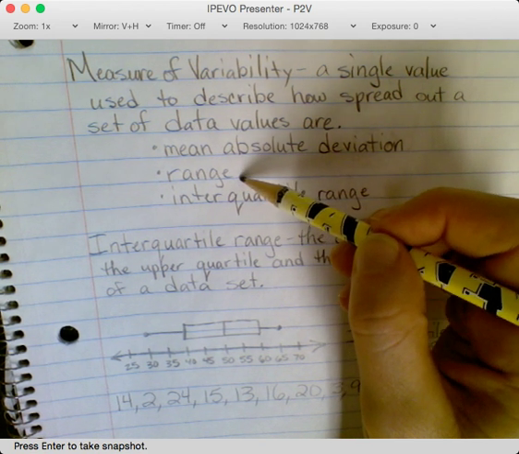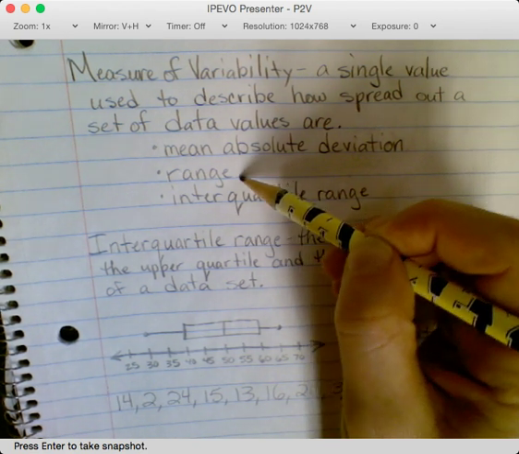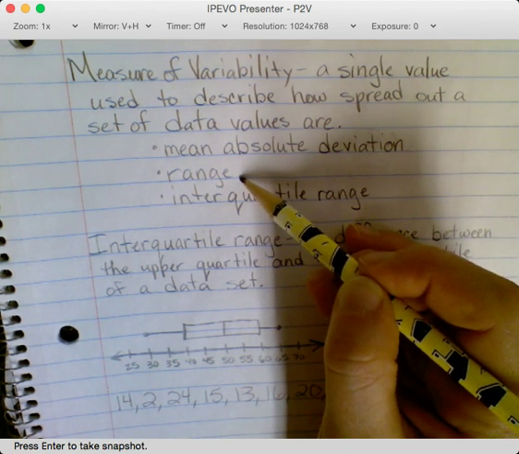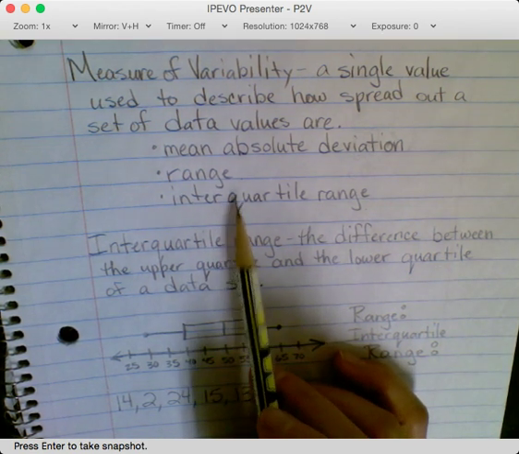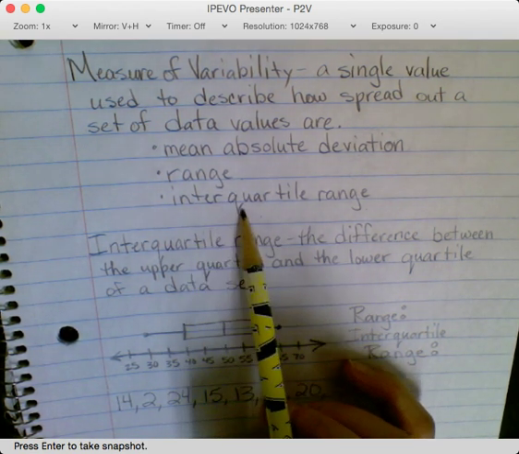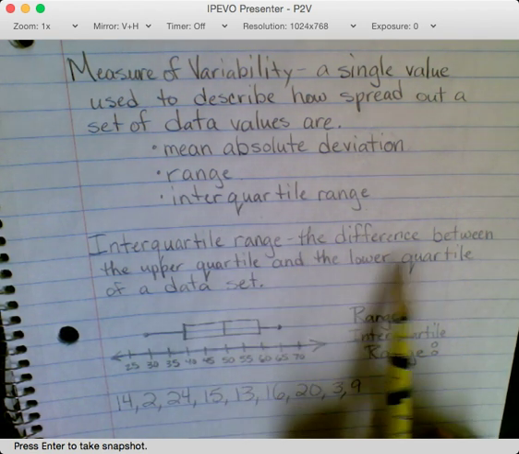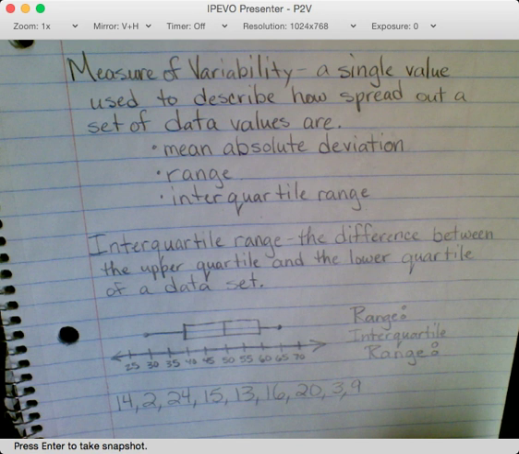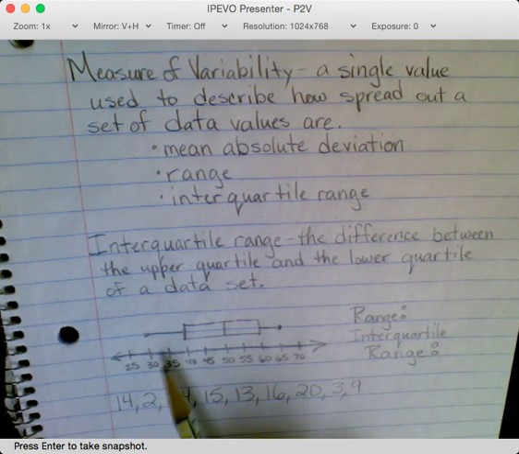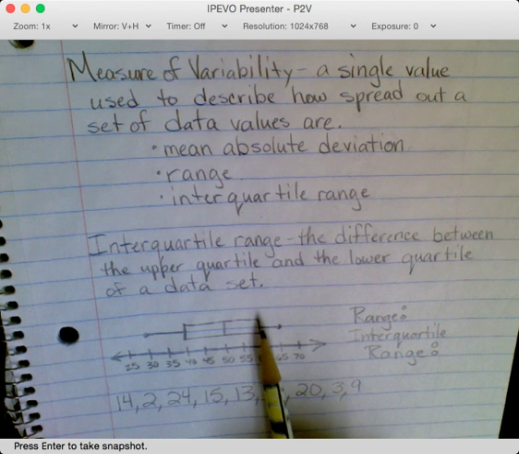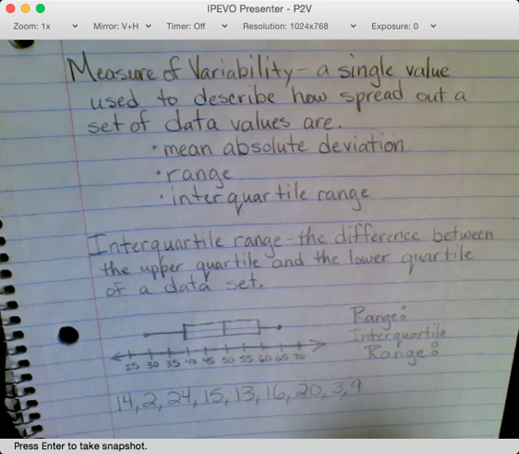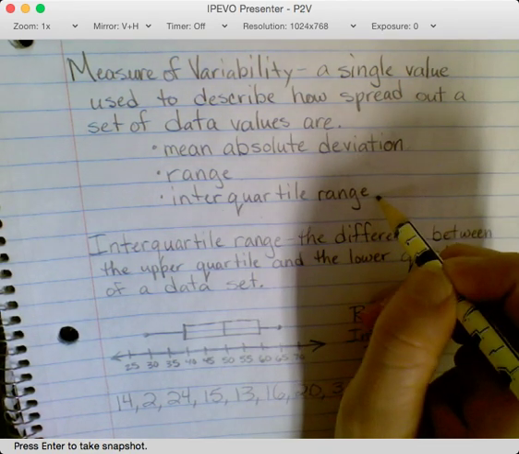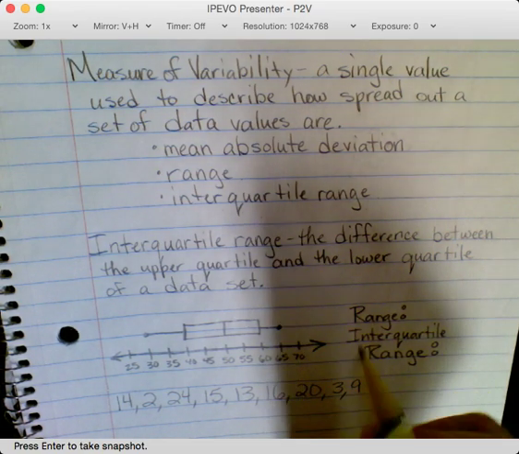Another measure of variability is the range. That's just the highest number minus the lowest number. And interquartile range, actually, it's the difference between the upper quartile and the lower quartile of a data set. So remember when we had the box and whiskers graphs, you take the upper quartile minus the lower quartile, and you should get the interquartile range. So the range and the interquartile range usually don't take too much time unless you don't know the quartiles yet, and then you have to do a little bit more work.